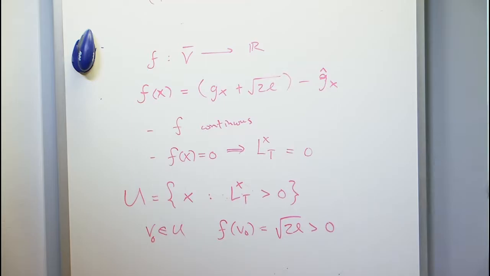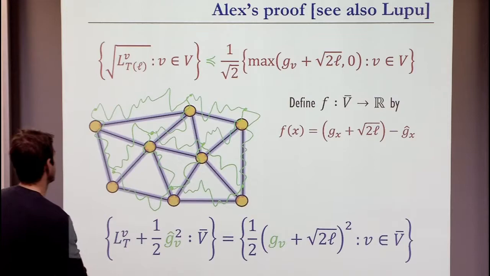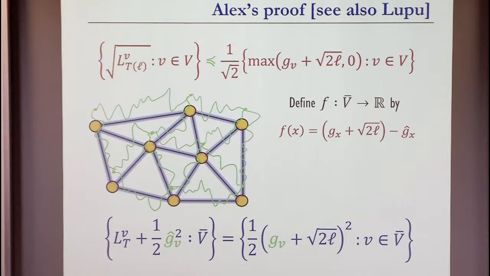Let me take this in the coffee break, and if you're watching online, I apologize, it's an exercise. The point is, when you take square roots, the only problem you have to worry about is whether the right-hand side, g_v plus root t_l, is negative. Because if it's positive, then taking the square roots will work. And the fact that f is positive rules out the possibility that g_v plus root t_l is negative.